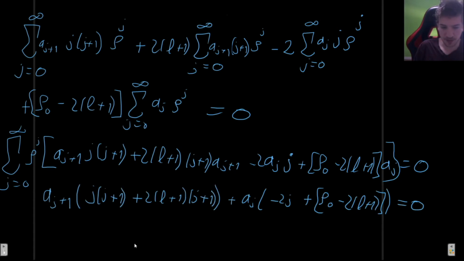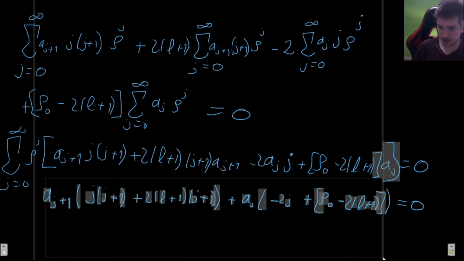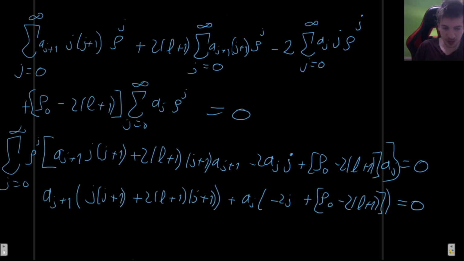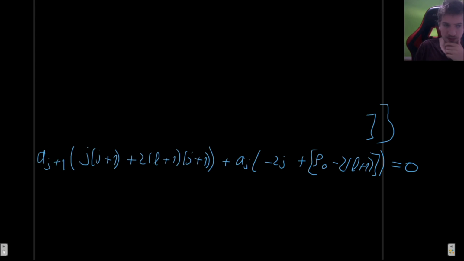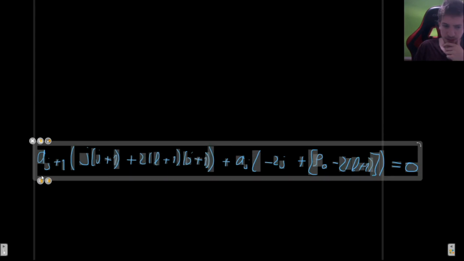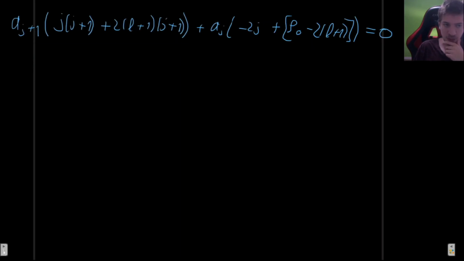Our goal in these problems is always to determine this recursion relationship, or relation, that will let us find the polynomial that we're looking for. Okay, now what is this going to be? Well, let us just isolate a_{j+1} so that we can get this recursion relation. So let's put this to the left hand side.